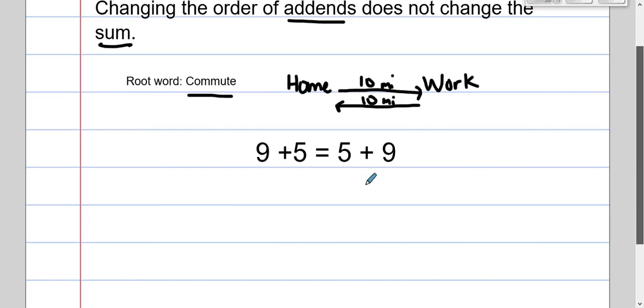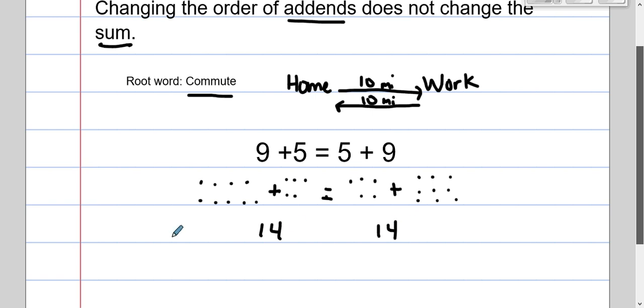So changing the direction or the order of my add-ins does not change the sum. If I had 9 ants and then I add to it 5, I would still have the same amount as if I added the 5 ants first and then added the 9. I still would have in the end 14. Okay, so that's all that says. Changing the order of the add-ins does not change the answer.